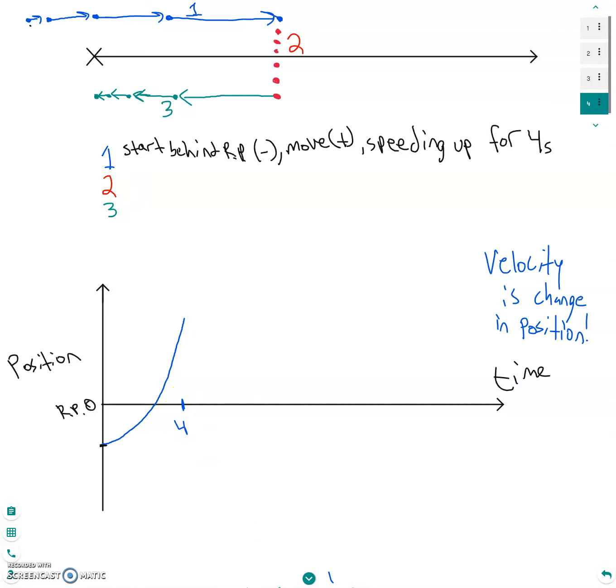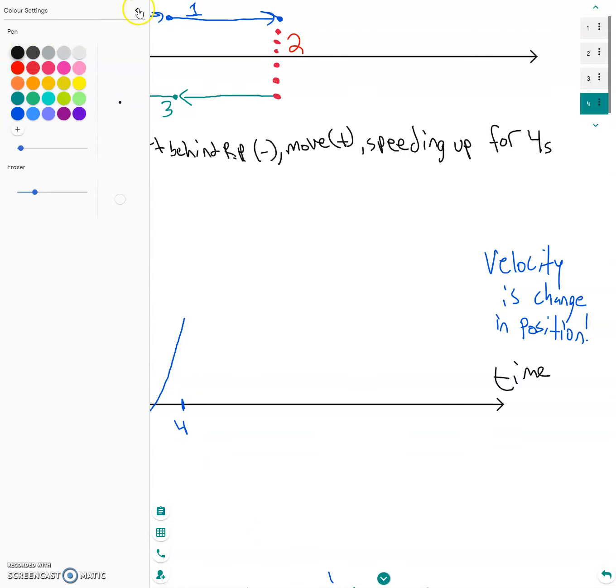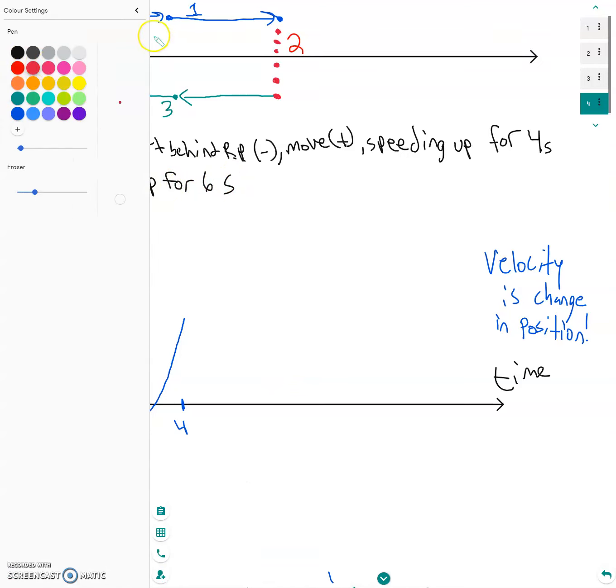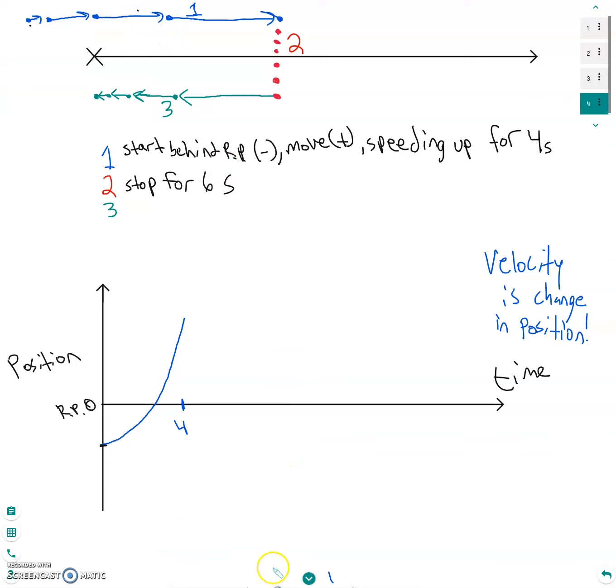Okay, so then let's go back and describe motion number 2, which hopefully is easy. Motion number 2 is that we stopped for 1, 2, 3, 4, 5, 6 seconds. And remember, we just talked about what that looks like on the graph. We talked about how when you're not moving, that means your velocity is 0. That means your position is changing by 0. So that's literally a flat line. I'm going to make it pretty long because it's supposed to represent 6 seconds of time passing. So this marker should put you at 10 seconds because 4 plus 6 is 10, right? So that means that this segment is 6 seconds long.